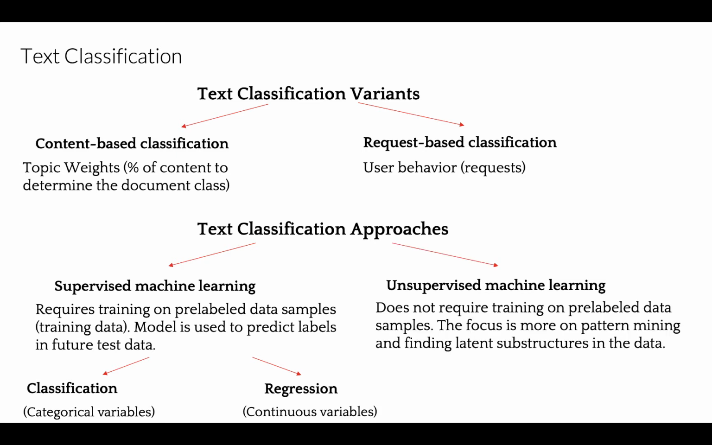The second approach is unsupervised learning, which refers to specific machine learning techniques that do not require any pre-labeled training data samples, and the focus is more on pattern mining and finding latent substructures in the data rather than predictive analytics.